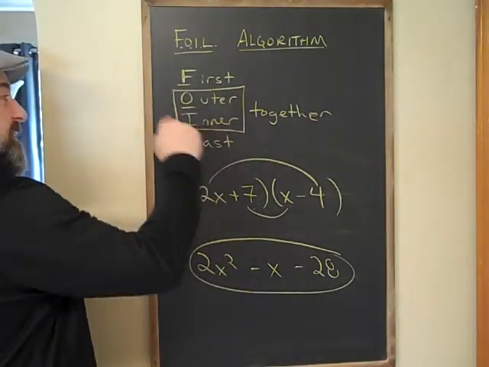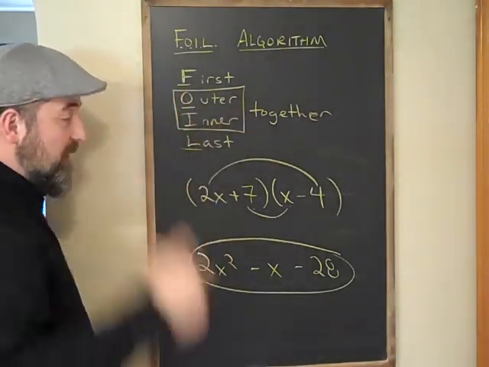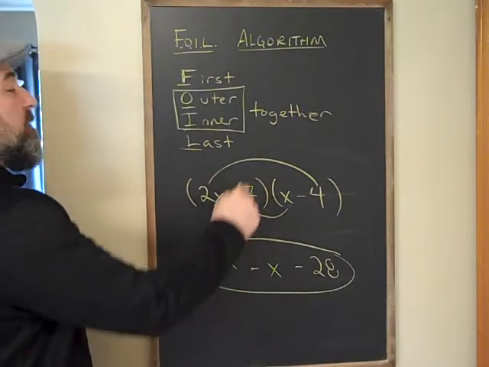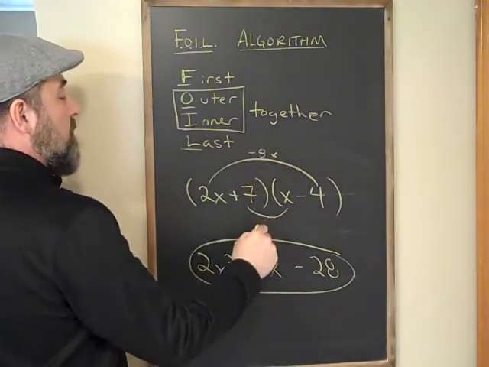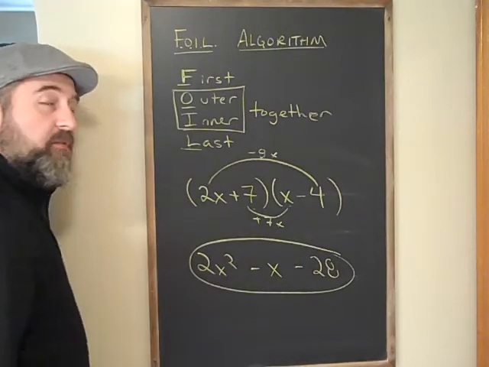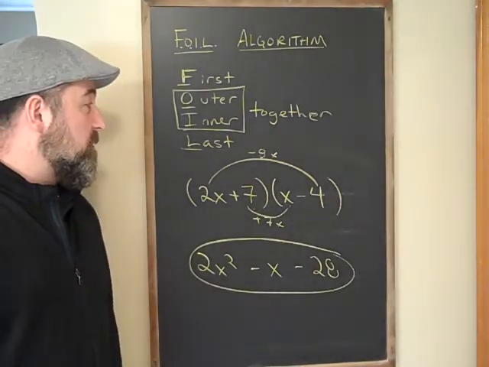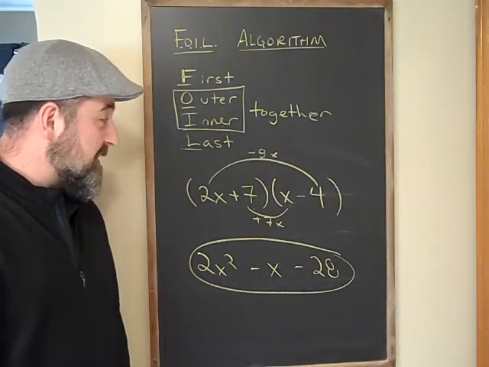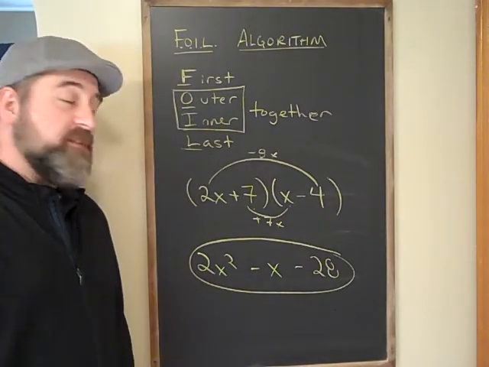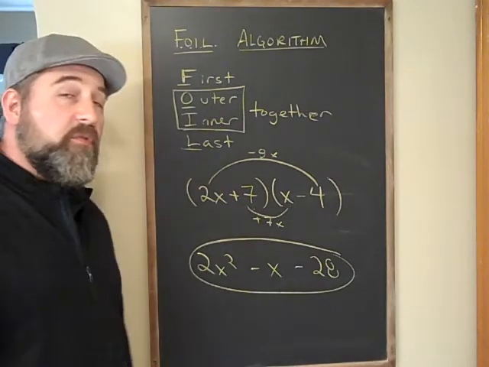Now that is if you do the outers and inners in your head and you don't make a mistake. There's no problem with you writing the outers and inners out. I just try to do the FOIL algorithm to get the answer as quickly as I can by doing the outers and inners in my head, but you do what you need to do.